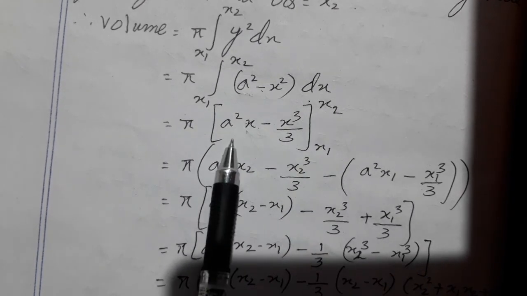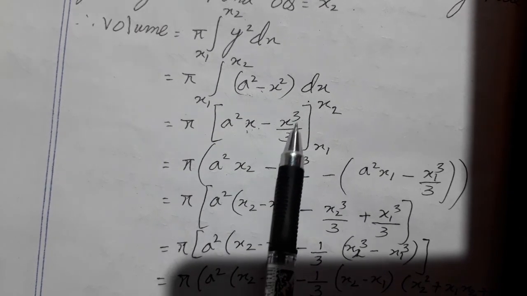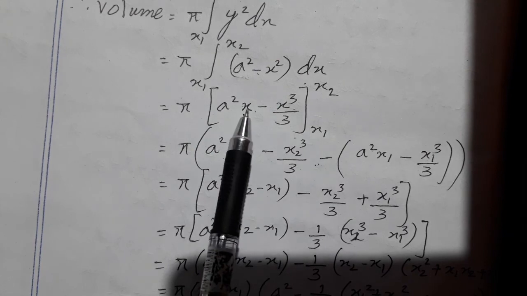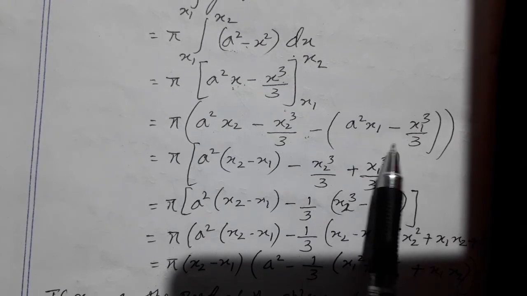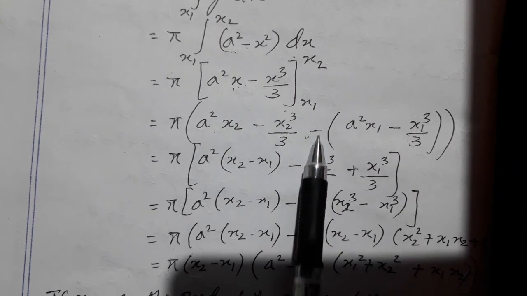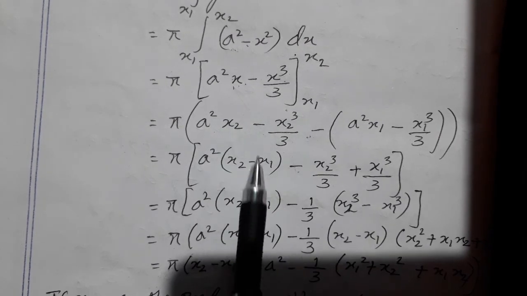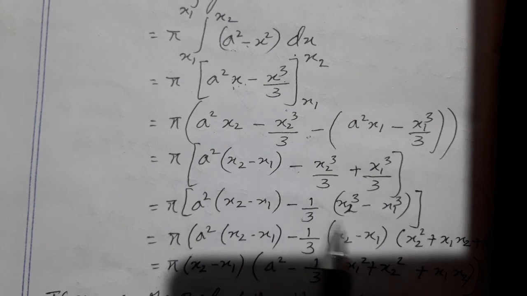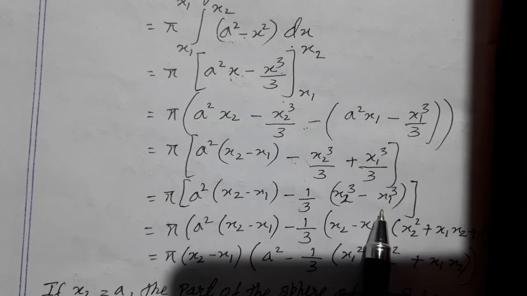First we put the upper limit, so we get a squared x2 minus x2 cubed by 3, minus the lower limit x1, so a squared x1 minus x1 cubed by 3. Multiplying the minus through, we take a squared common to get x2 minus x1, plus, taking minus 1 by 3 common, x2 cubed minus x1 cubed.